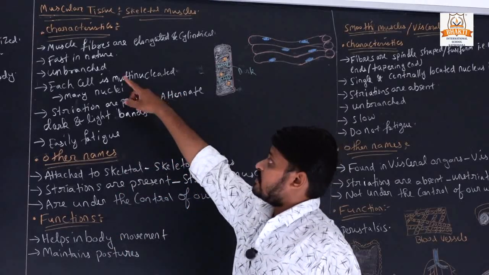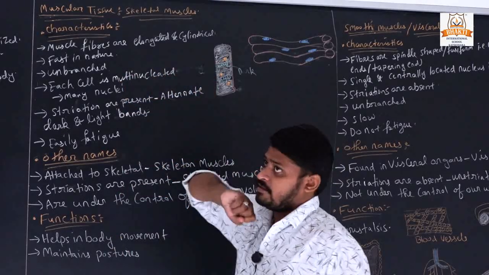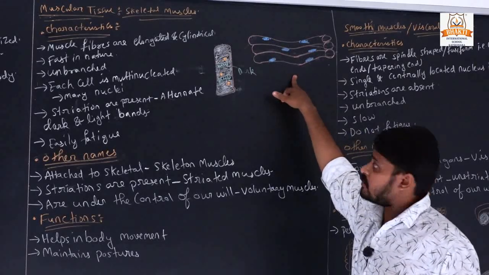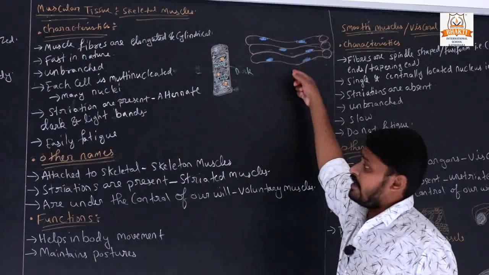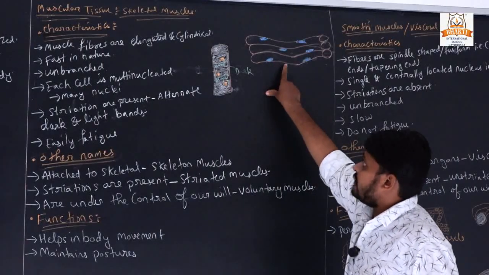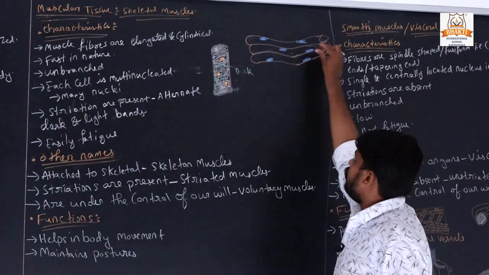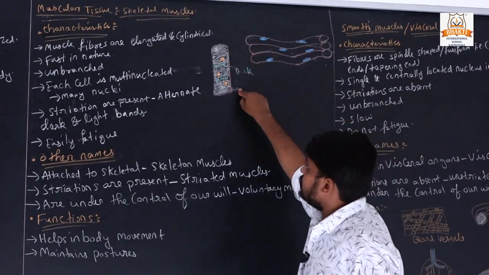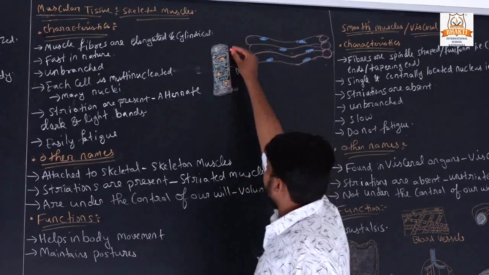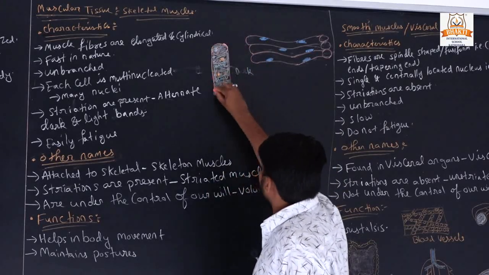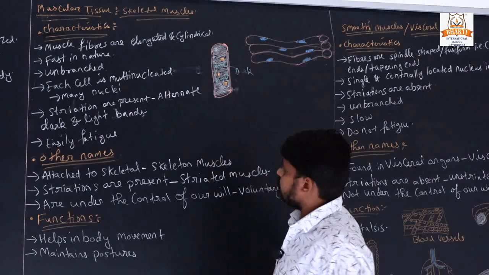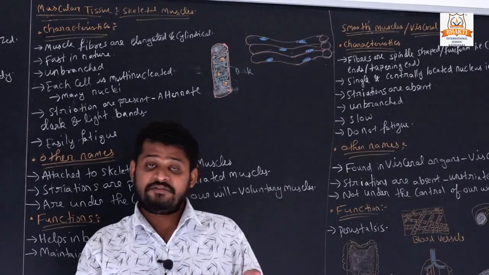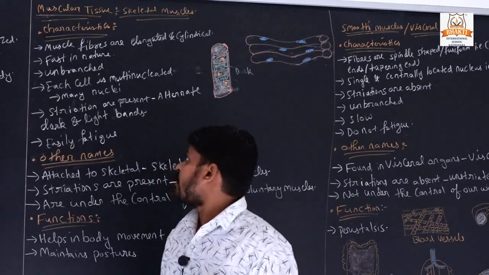So what are the characteristics? Muscle fibers are elongated and cylindrical. So you will see that these are the muscle fibers of skeletal muscles. They are cylindrical or elongated. I mean, they are long and also cylindrical. If I stand one separately like this, it will look like that. So it is in the form of a cylinder. It is fast in nature, means it will do work very fast.